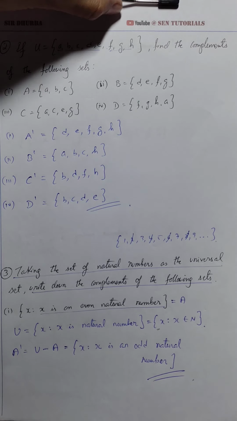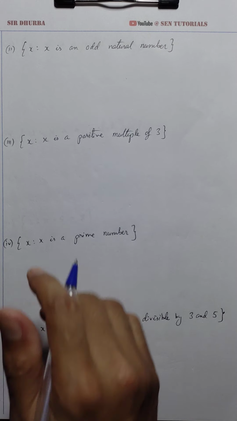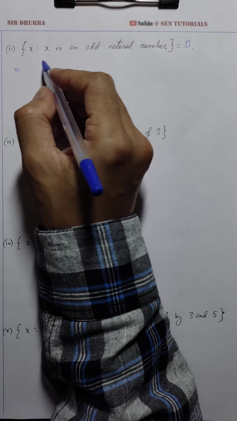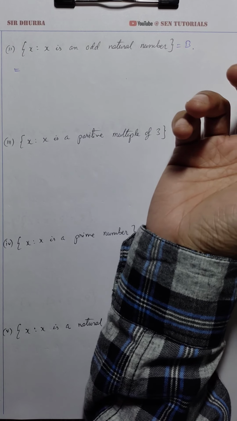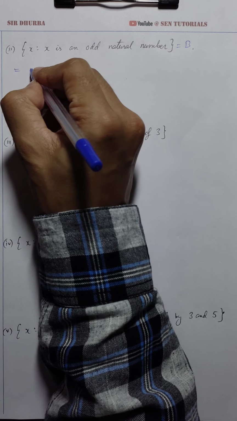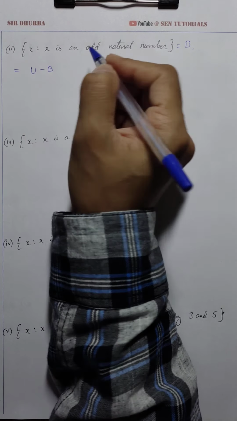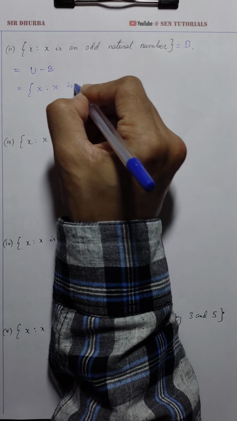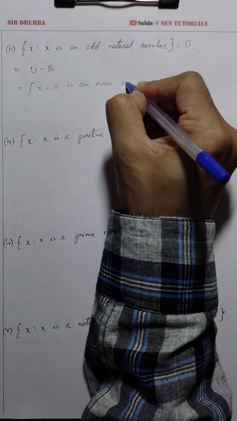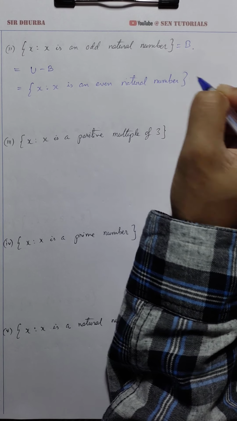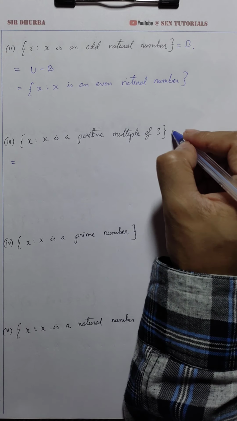All right. Let's move on to the next question, number 2. Almost the same here. Let this be our set B. Here we have X as the odd natural numbers, just the reverse of the previous question. So U minus B, we need to find B complement. That's going to be simply X such that X is an even natural number.